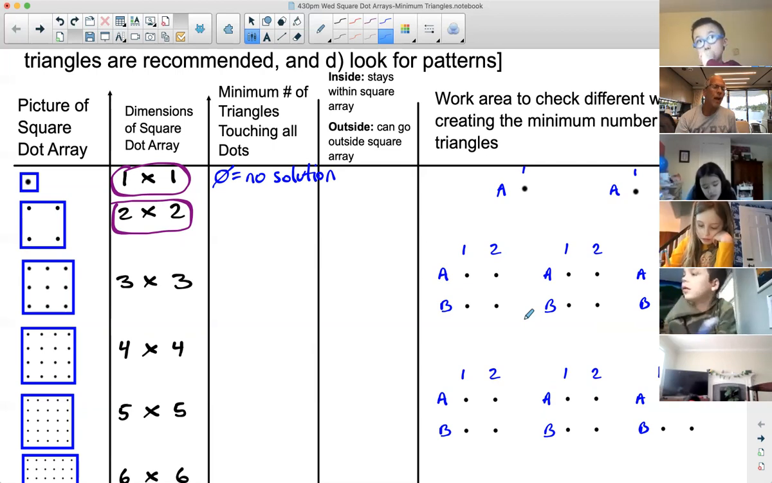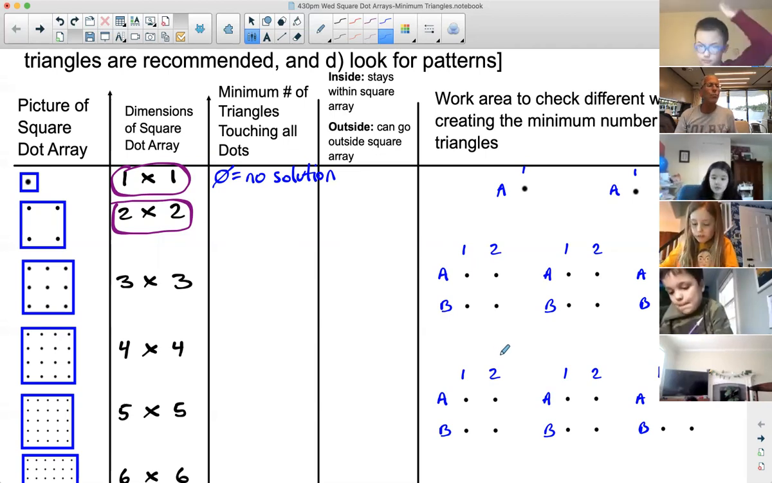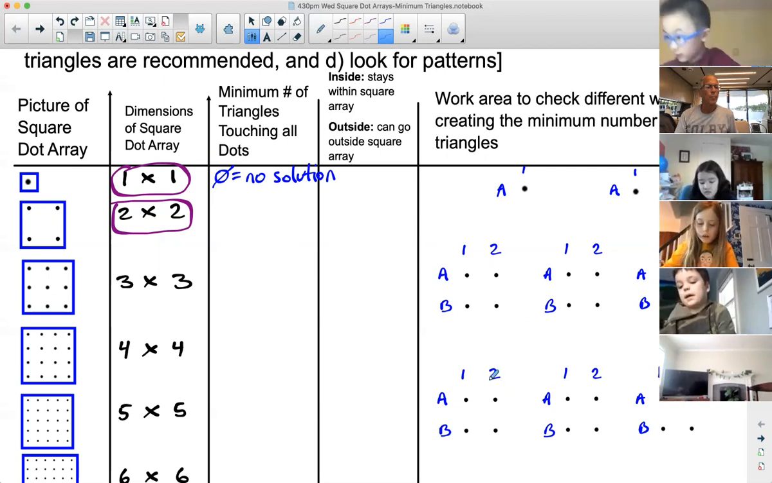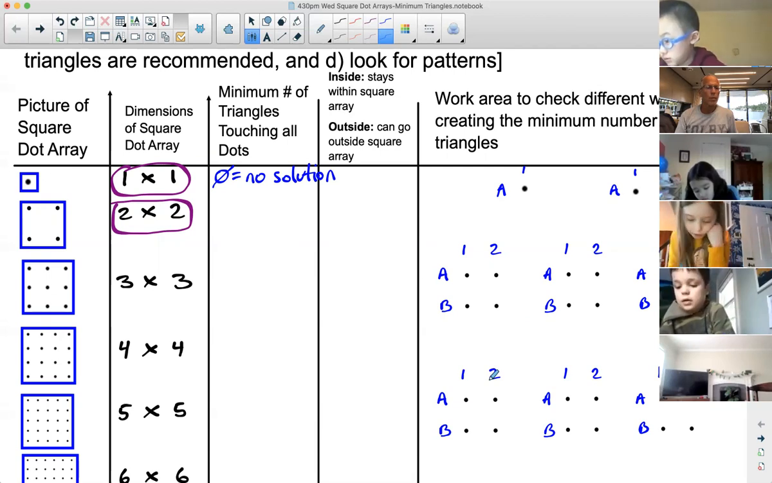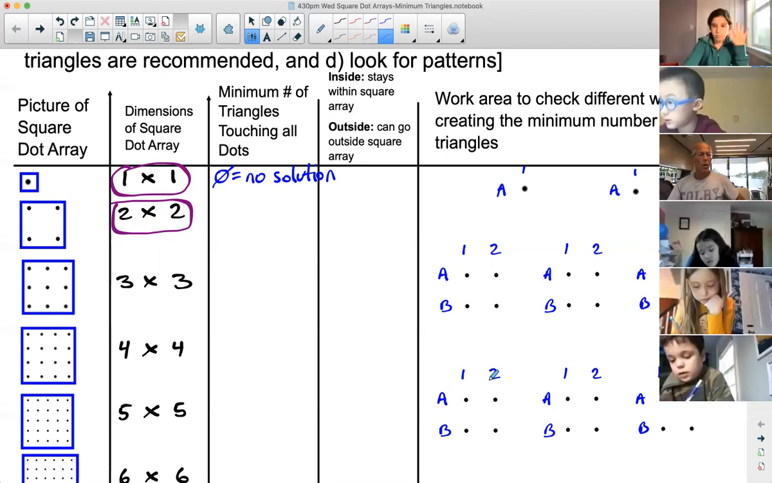And you have to be very creative here. You have to touch all 4 dots. It could be 1 triangle, it could be 2, it could be 3. But remember, it has to follow the rules. Okay, we have a solution.